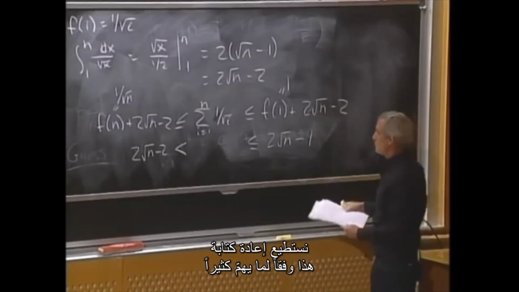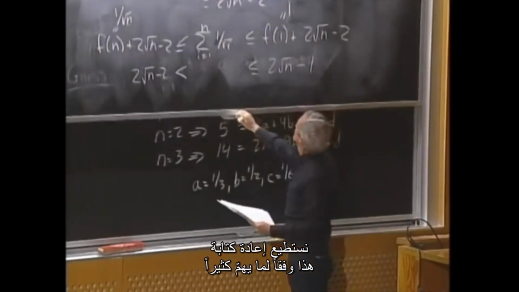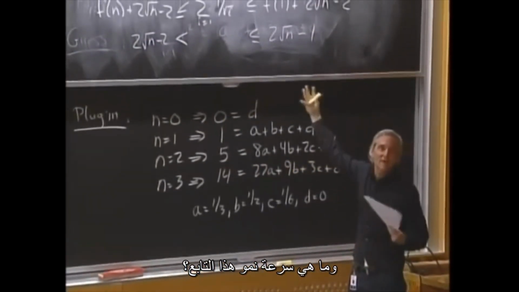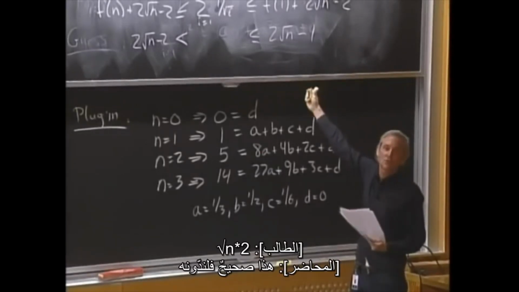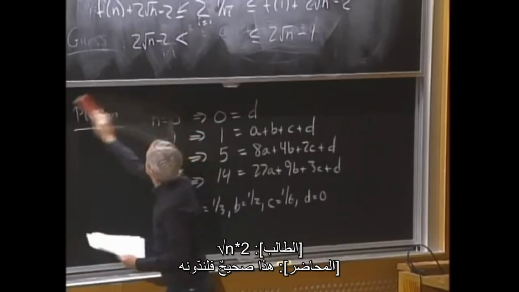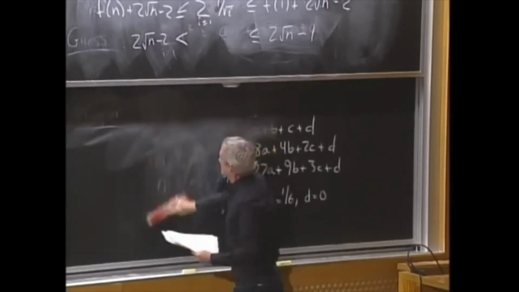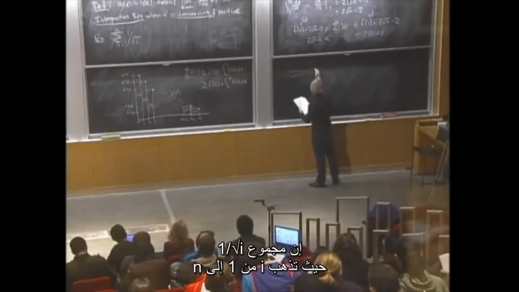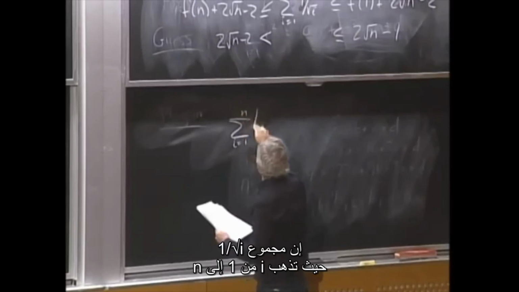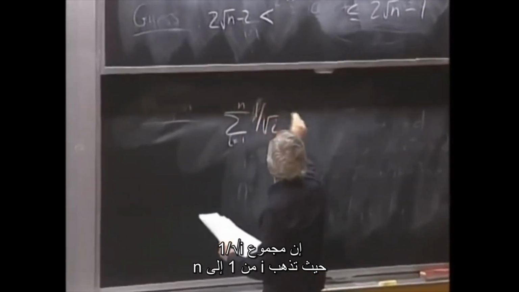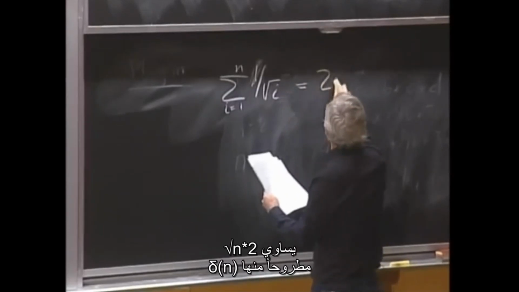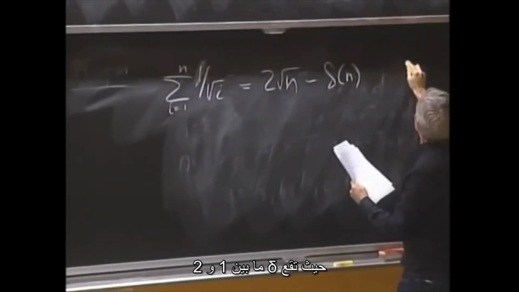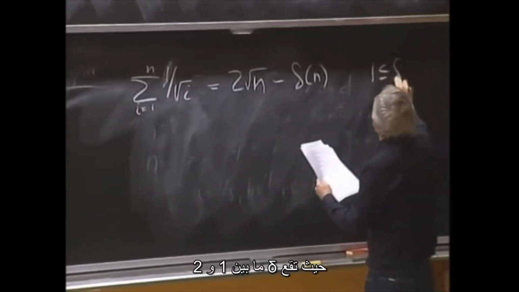OK, so we can rewrite this in terms of what really matters. What really matters in these bounds? How fast is this function growing? 2 root n. That's what really matters. So let's write that down. All right, so this says that the sum i equals 1 to n of 1 over square root of i equals 2 square root of n minus delta n, where delta is between 1 and 2.